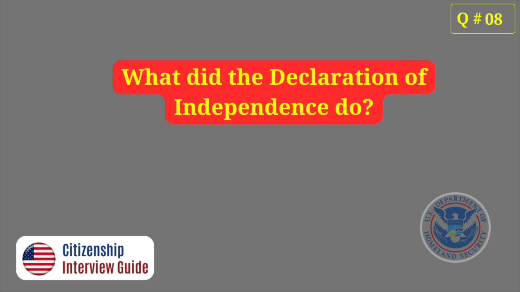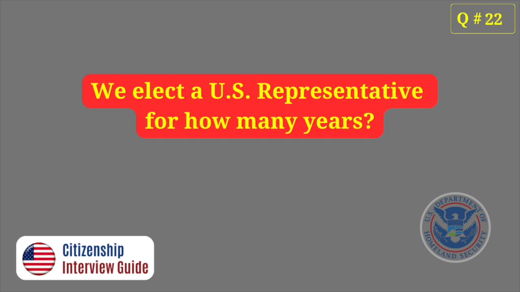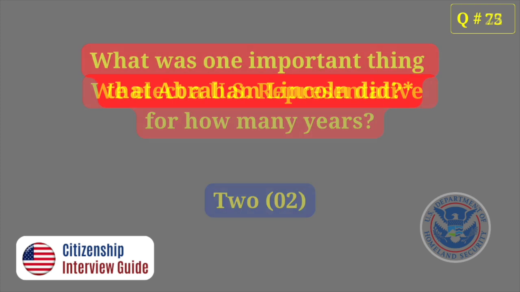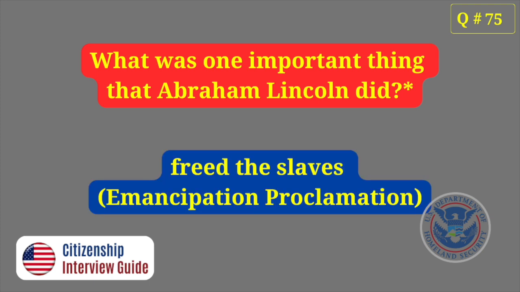What did the Declaration of Independence do? Announced our independence from Great Britain. We elect a U.S. representative for how many years? 2. What was one important thing that Abraham Lincoln did? Freed the slaves.